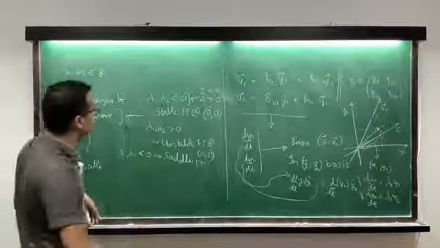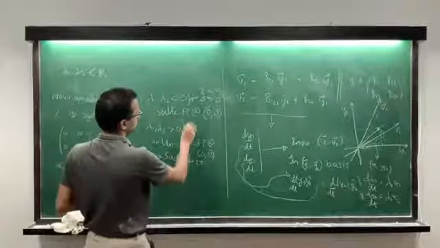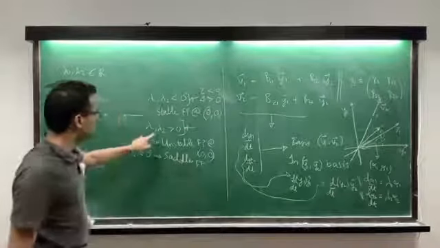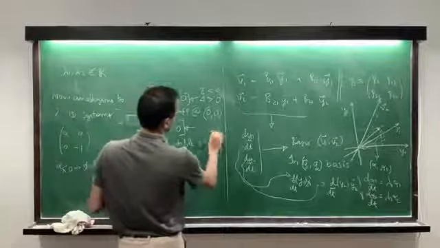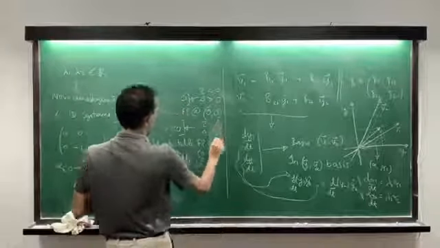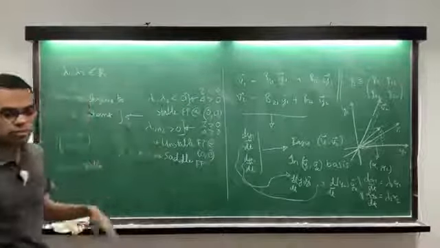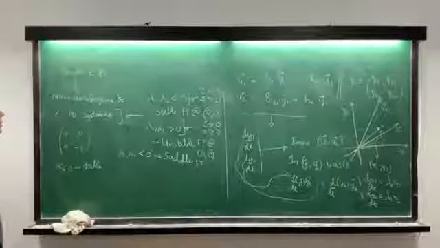What happens here in this case? Now the determinant is again positive because they are the same sign, and the trace is also positive because both of them are positive. You add them up, you get a positive number.